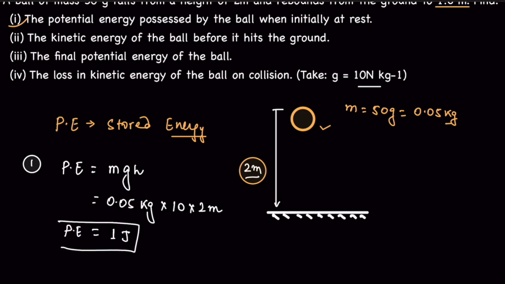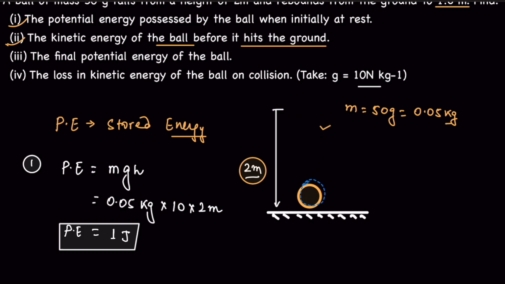Now in the second part, we have to find the kinetic energy of the ball before hitting the ground. So what happened when this ball started falling down and is about to touch the surface? We have to find the kinetic energy at that point. When the body is initially at this point here, kinetic energy was 0 and potential energy was 1 joule. When the body comes to the surface, or is about to touch the surface, kinetic energy will be maximum and potential energy will be 0.